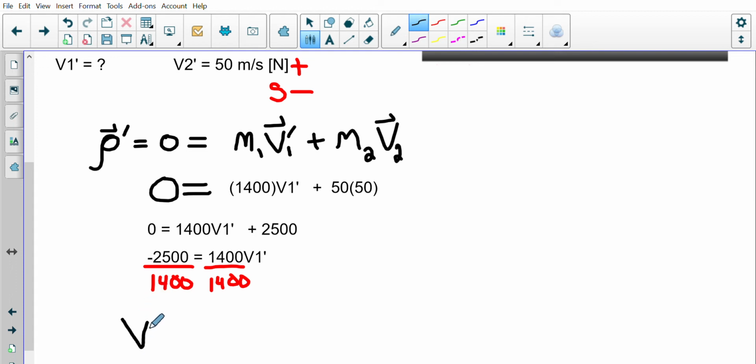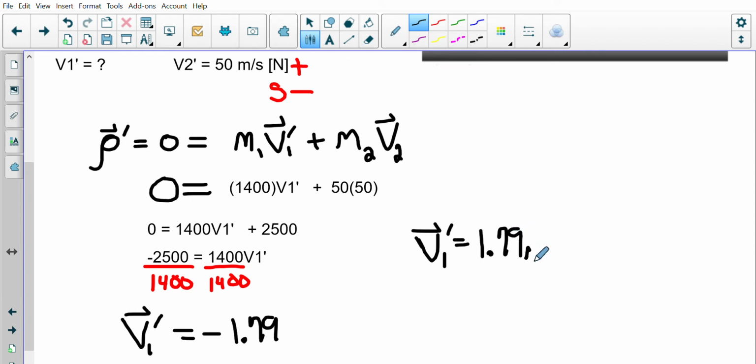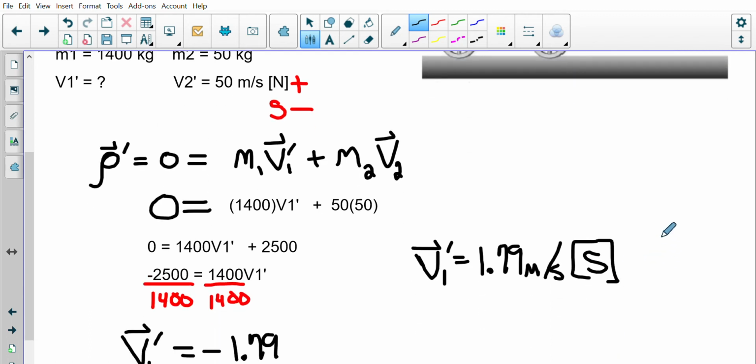What I get on one side, I do to the other, and it looks like my V1 prime, the velocity of object 1 after the collision, is negative... I have a calculator here. I take negative 2,500 and divide it by 1,400 and I get negative 1.79, which is another way of saying that the cannon is going to kick back at 1.79 meters per second, but in the opposite direction, which of course is south. And there we go.